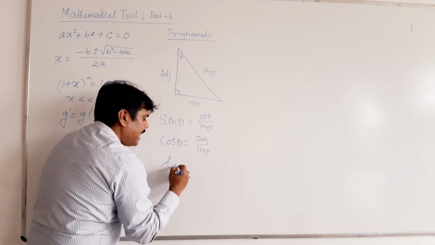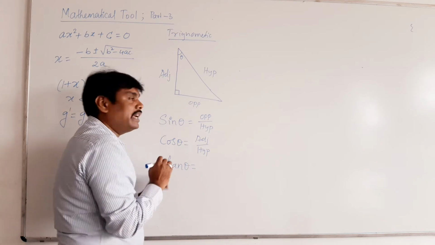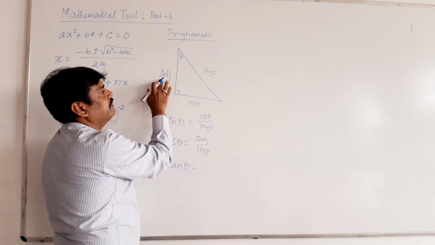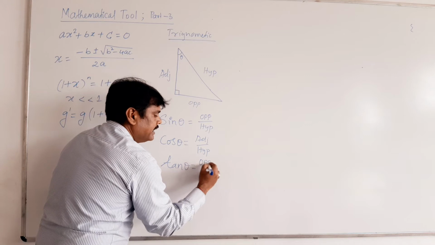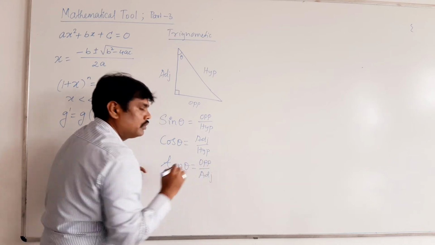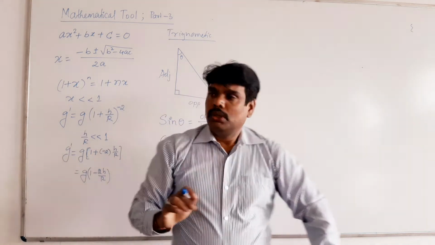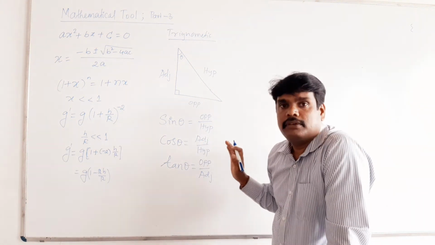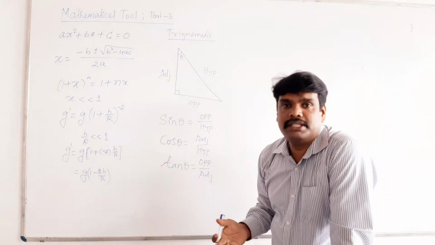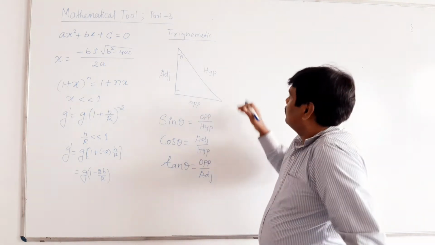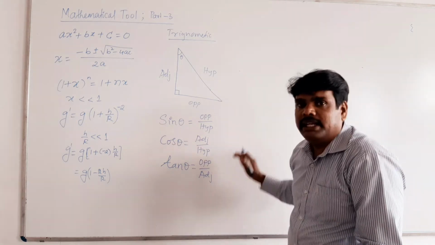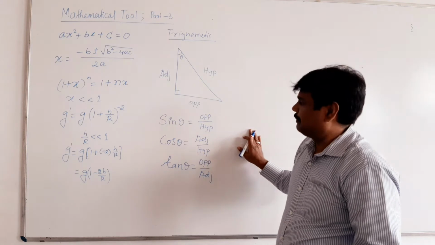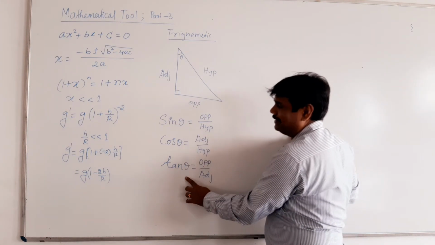And tan theta, the tangent. To get this tangent, we won't consider the hypotenuse. It is the opposite side divided by the adjacent side. Don't forget, these ratios are very important. They help for many measurements in physics concepts. We use these concepts many times for measurement if there is a right angle triangle. So: sin theta, cos theta, tan theta.